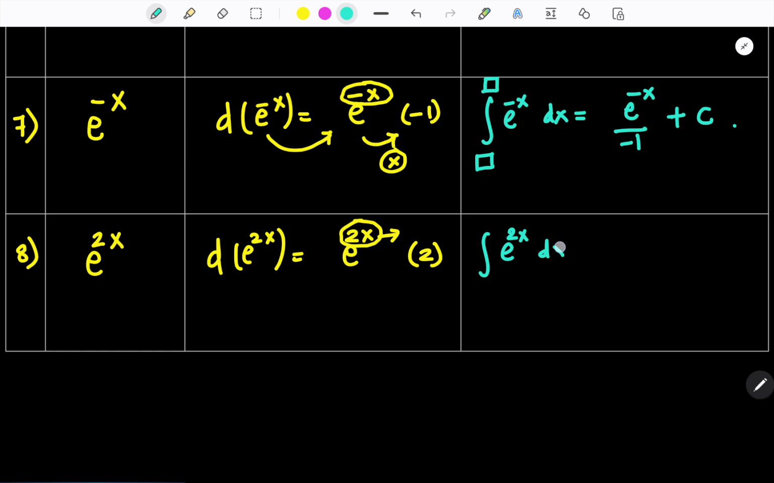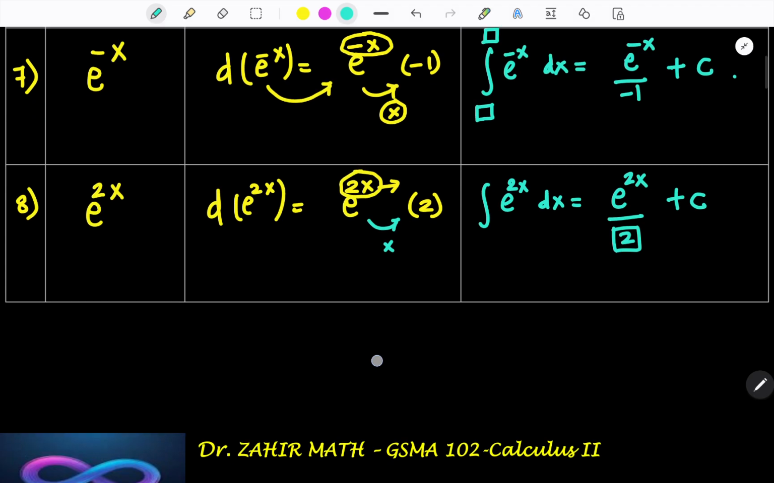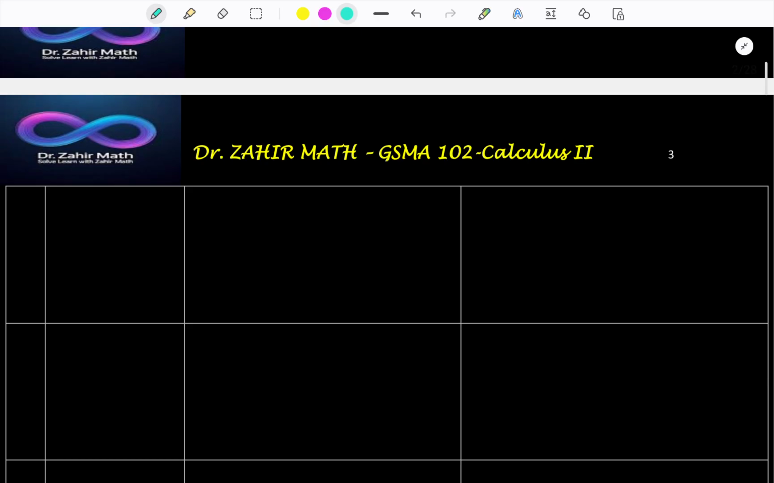The same thing, let's do the integration. The integral of e power 2x dx is equal to, I told you already, in the derivative it will multiply, but in the integration, e power 2x over 2, it will divide, plus integrating constant c. Right? Okay. Let's take another example.